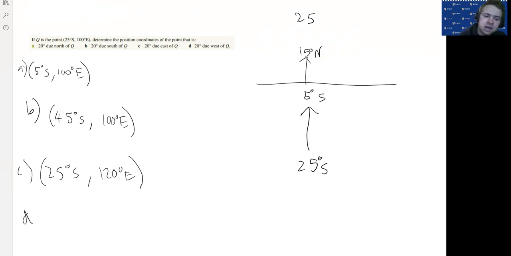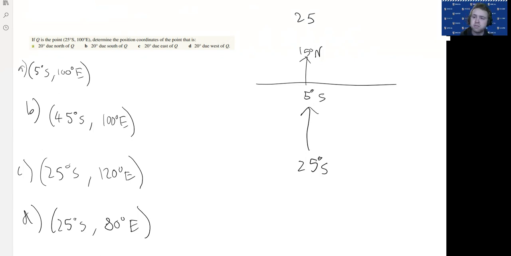But if we start east and we go west, then we're becoming less east, so that's going to subtract. So it's going to be 25 degrees south, but 80 degrees east. We're still east of the prime meridian, but we've moved 20 degrees west from where we started. Hopefully you understand that. Just be careful about when you add and subtract with these different values here.